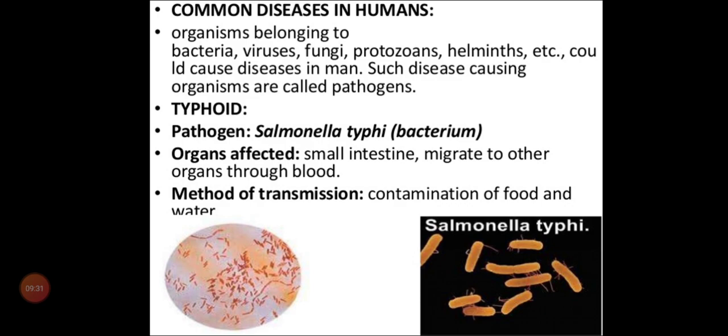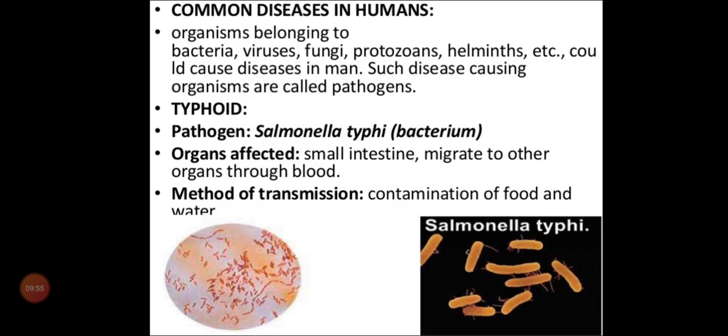Now look at the slide. First definition: organisms belonging to bacteria, viruses, fungi, protozoans, for example amoeba and paramecium, and helminth groups, platyhelminthes groups, which could cause diseases in man. Such disease-causing organisms, we can call them pathogens.